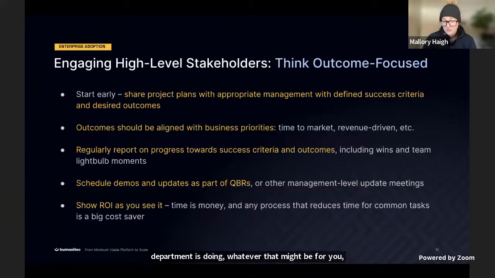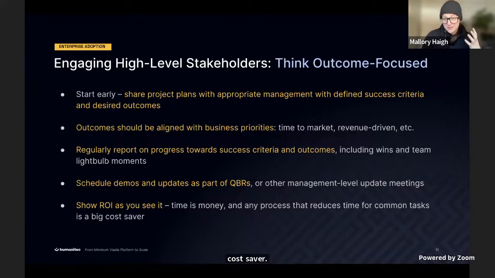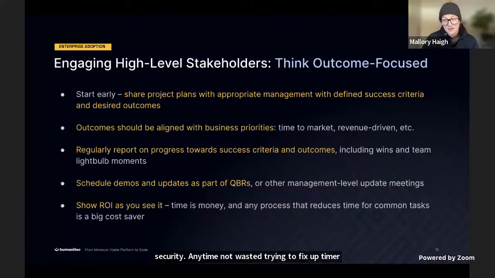And the last and probably the most important thing is show ROI as soon as you can see it. Time is money, and anything that can reduce time for common tasks is a big cost saver. As a general rule, golden paths tend to reduce a ton of time, which means that money is saved. And that's really, really important. You can also think of this in terms of uptime and security. Any time not wasted trying to fix uptime or security issues is a big cost savings.